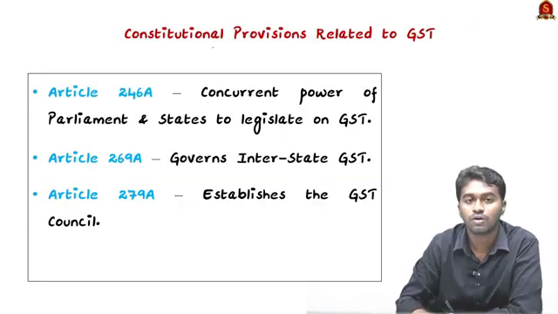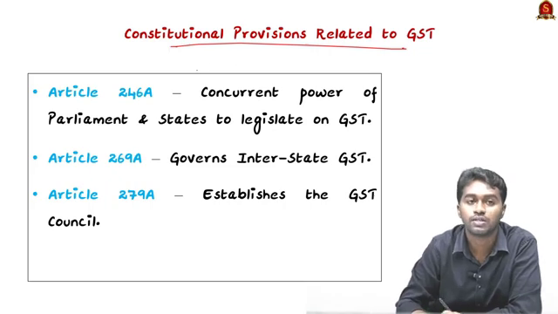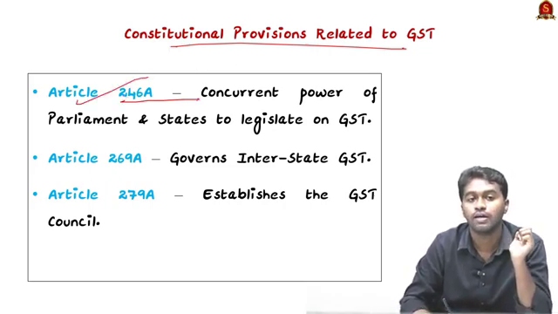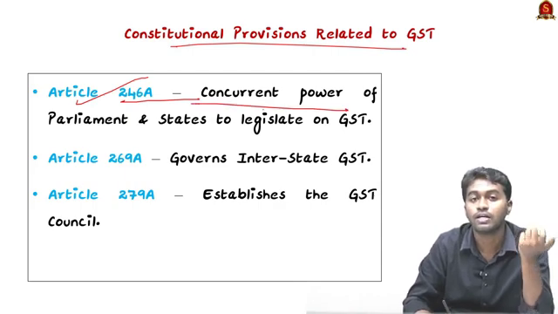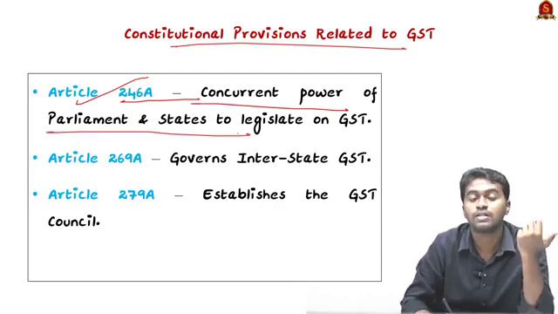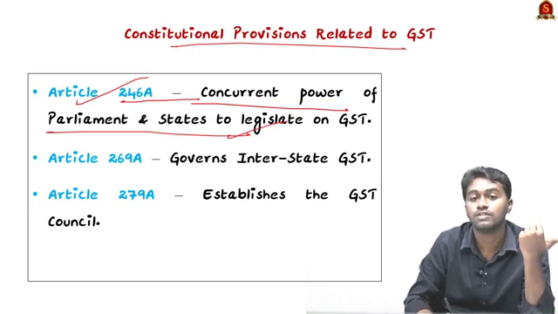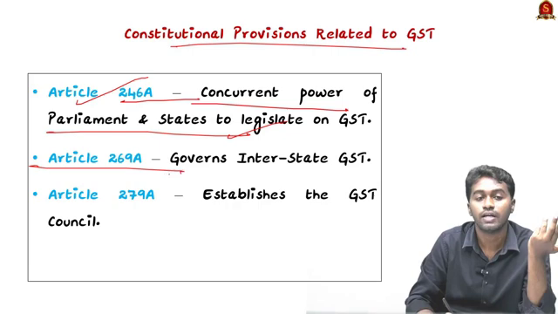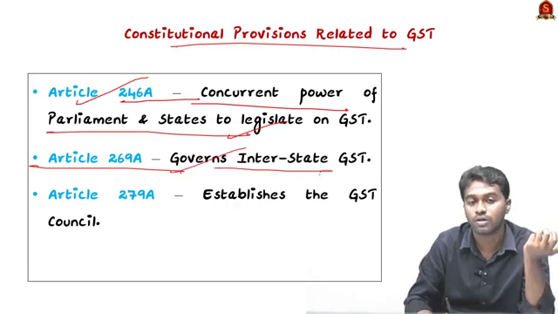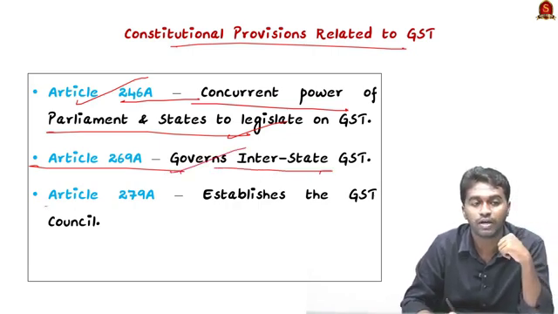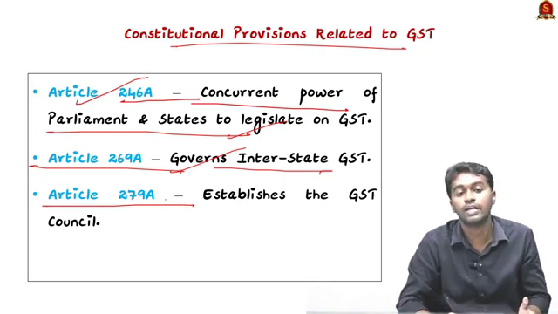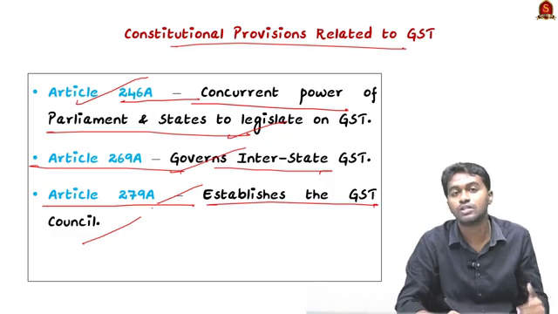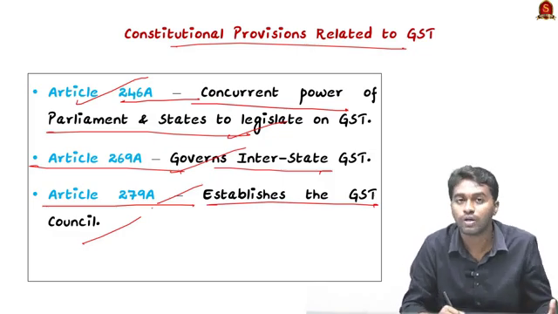It eliminates the cascading effect of multiple indirect taxation systems. So coming to the constitutional provisions related to the goods and service tax, Article 246A guarantees concurrent power to the Parliament and the state legislature to make legislations on GST. Next we have Article 269A, which talks about the interstate GST. And finally we have Article 279A, which established the GST Council, and we know that the chairman of the GST Council is the Union Finance Minister.